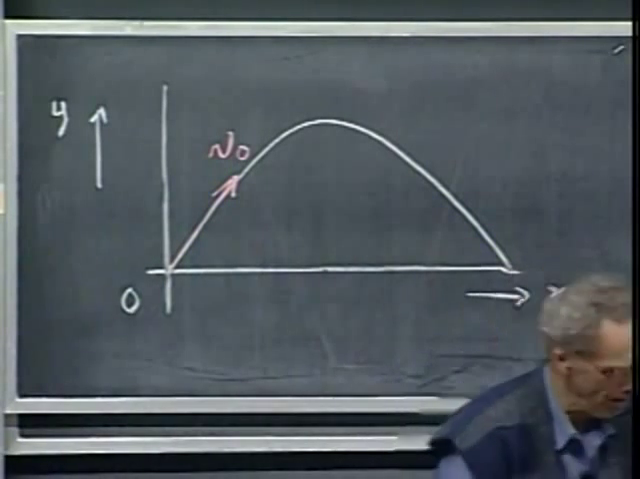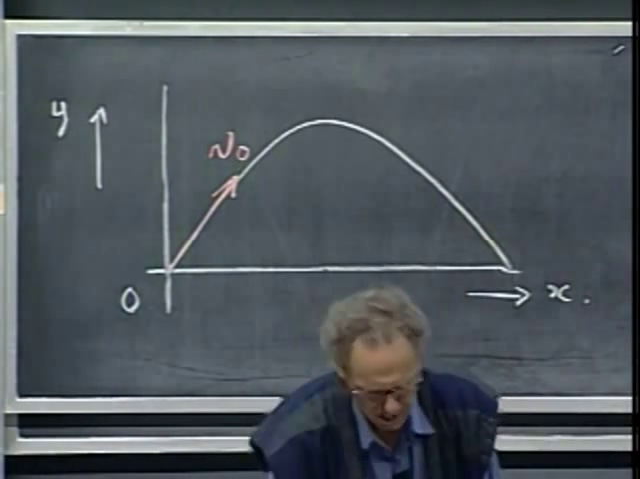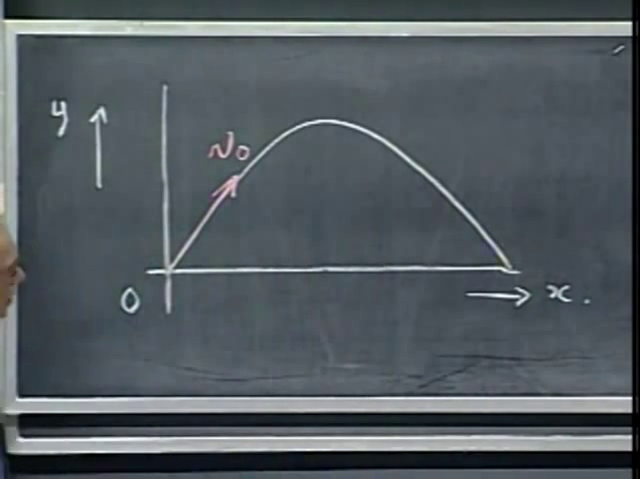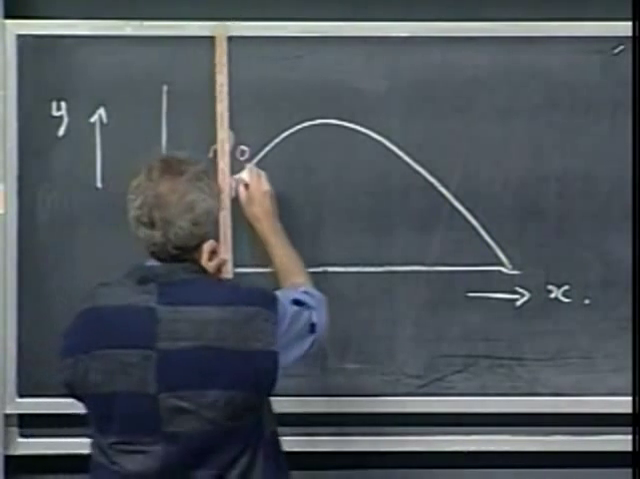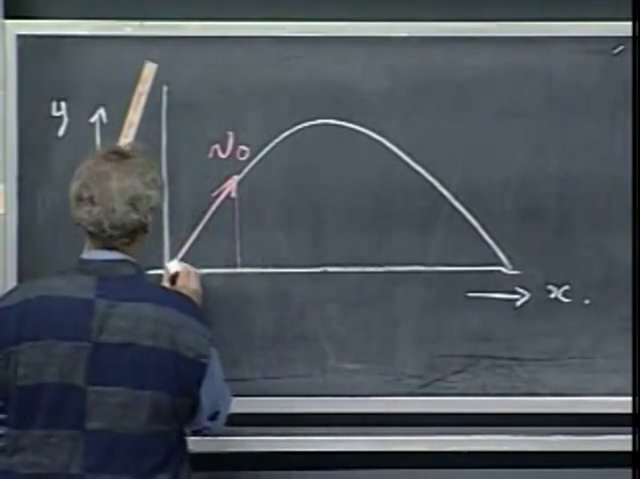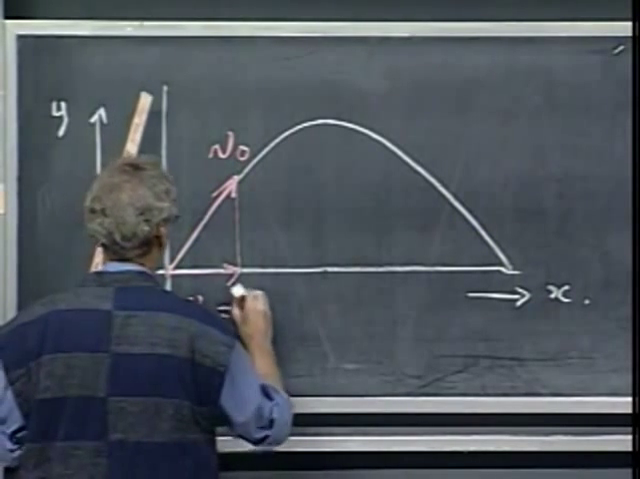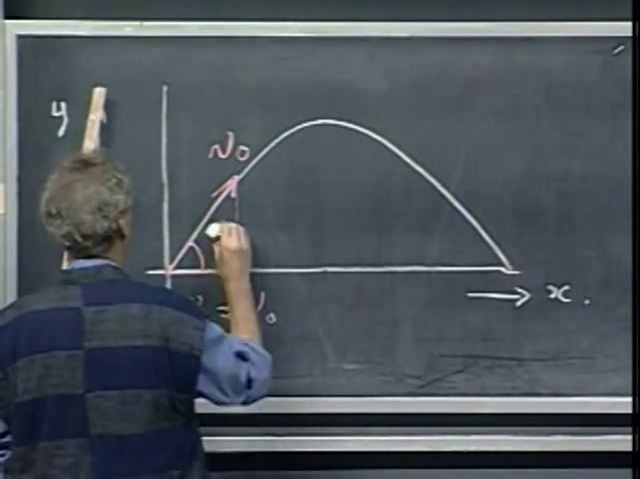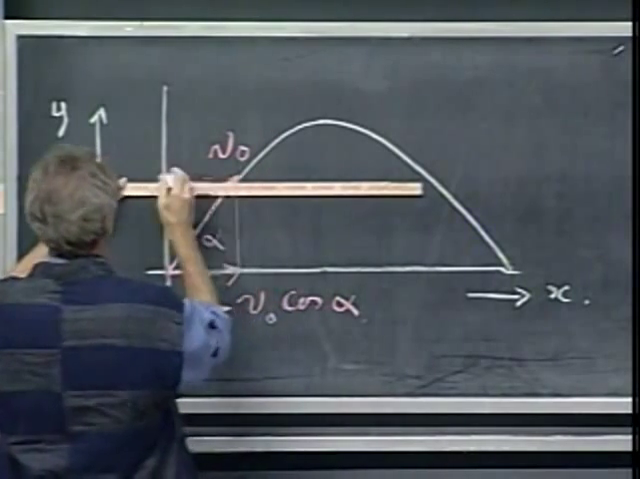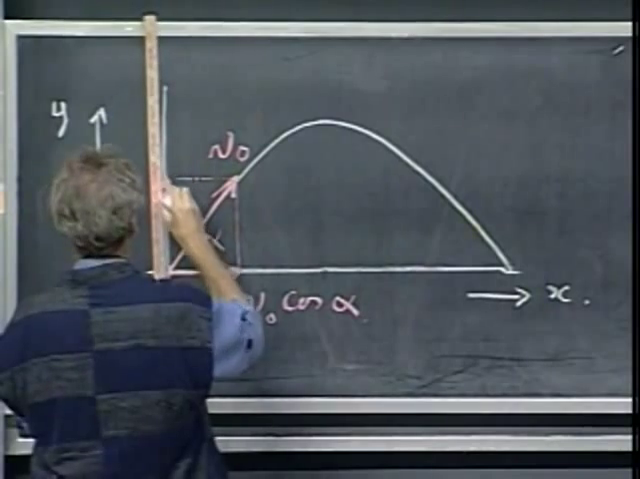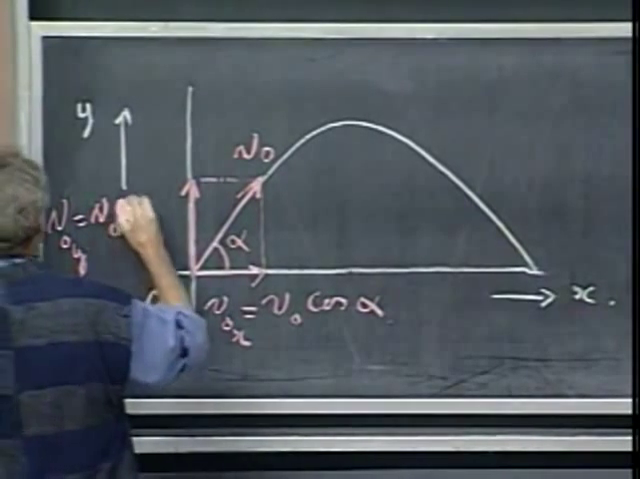And when we have this kind of a problem, we will decompose it in two one-dimensional motions, one in the x direction and one in the y direction. We already decompose right away the velocity at time t equals 0 into a component which I call v0x, and that of course is v0 times the cosine of alpha, if the angle is alpha. And the velocity in the y direction at time t equals 0, I will call that v0y, and that is v0 times the sine of alpha.